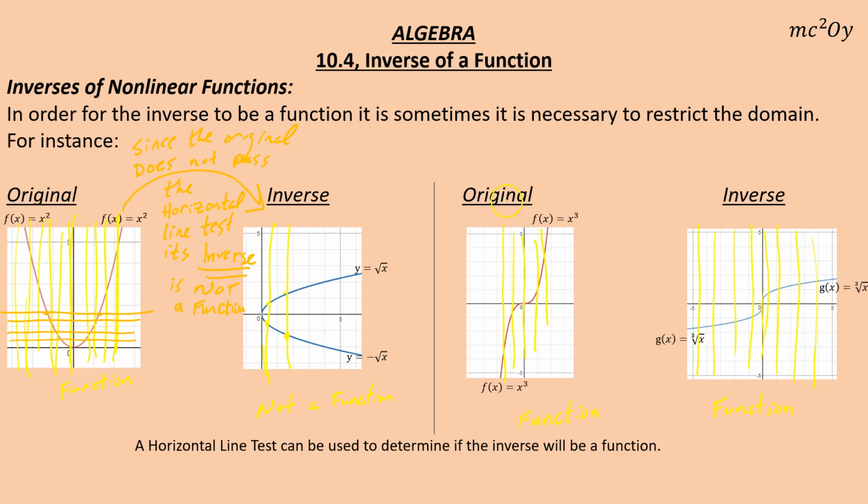And so over here, my original is f of x equals x cubed. The inverse is f of x equals the cube root of x, or g of x equals cube root. So I go to the horizontal line test. Notice it passes, right? And once again, some of you may argue right here, but that's a point of inflection. It actually passes the horizontal line test.